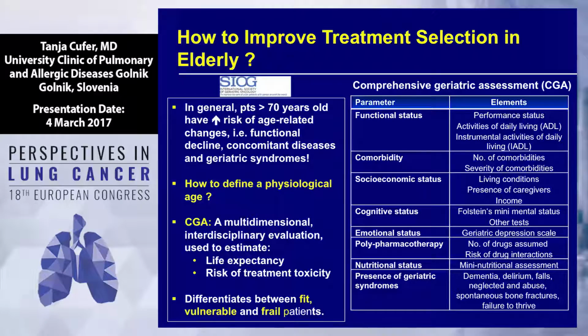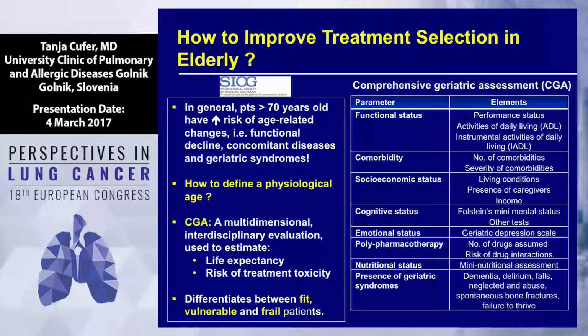How can we improve the selection of patients, especially in the elderly? We have some tools, and the most known and used tool is the comprehensive geriatric assessment. It is quite time-consuming. It is very difficult if you don't have a geriatrician in your team to do a complete geriatric assessment. But it would help you to define a physiological age, because what is important is the physiological age and fitness of your elderly patient, not the chronological age.